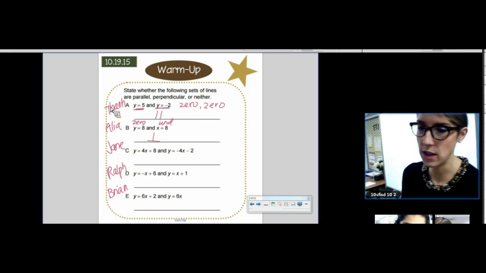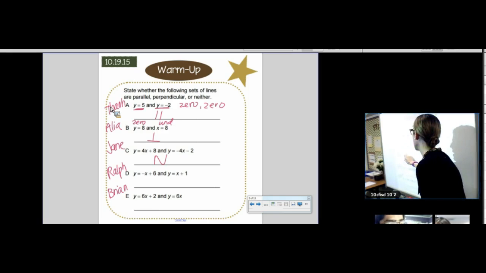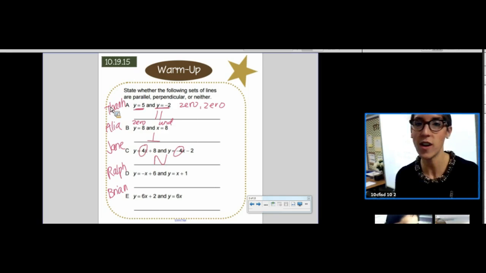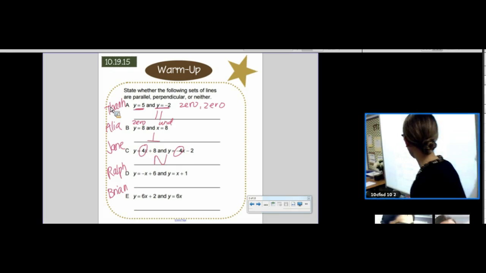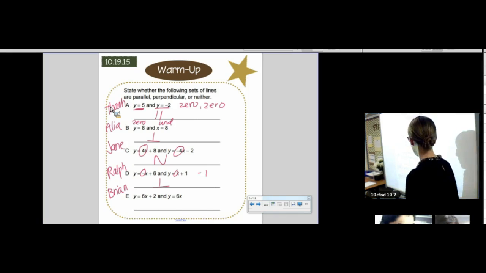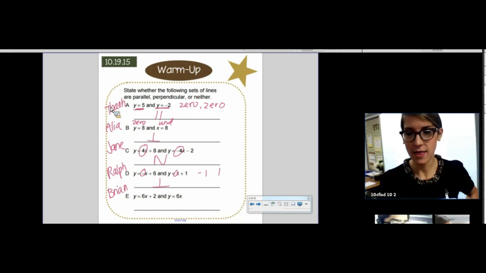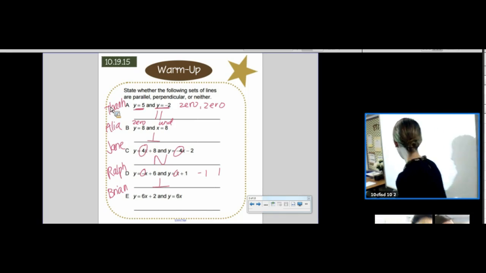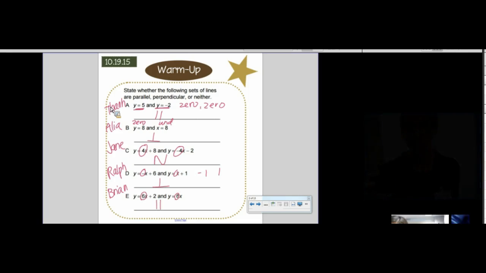Okay, Jane, what did you get for C? Very good. C is neither because 4 and -4 are not opposite reciprocals and they're not equal. Ralph, D. Perpendicular, very good. -1 and 1, believe it or not, are opposite reciprocals because the reciprocal of 1 is 1. And last one, Brian, what'd you get? Very good, Brian. Parallel, because a slope of 6 is equal to a slope of 6.